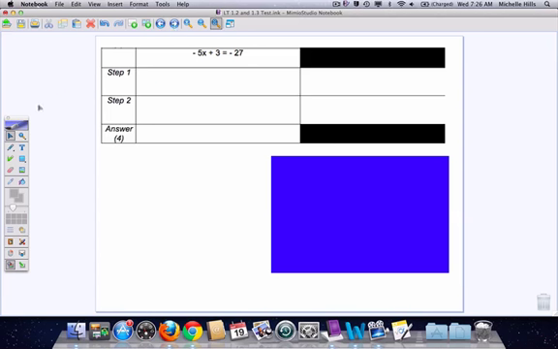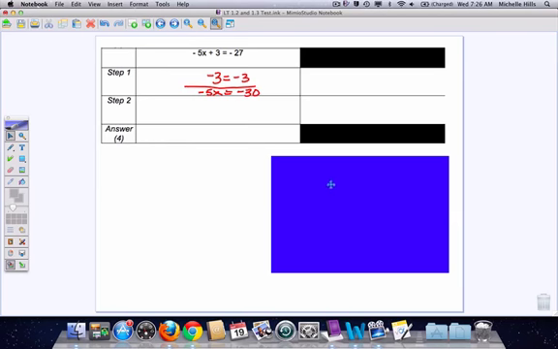When I look at this equation, it's very similar. I have a variable term and a constant on the left and a constant on the right. But in this case, when I want to eliminate the constant on the left, it's a plus 3. So the way I eliminate that is to subtract 3 from both sides of the equation. And I end up with negative 5x equals negative 30.